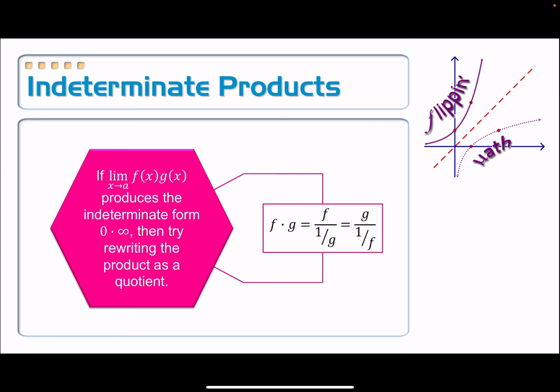You have f times g can be rewritten as f over 1 divided by g, right? Or g over 1 divided by f. One of these would give you a 0 over 0, and the other one would give you infinity over infinity. Which one you pick, just kind of a case by case, which one is going to be easier for that particular example.